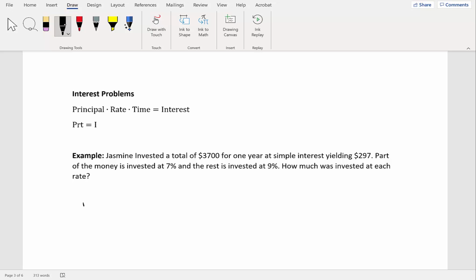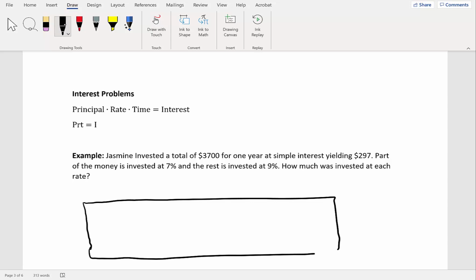Okay. So we have two unknowns here. Let's go ahead and create our table. Okay, so the two unknowns are the two different rates that we have. One of them was 7%. The other one was 9%.